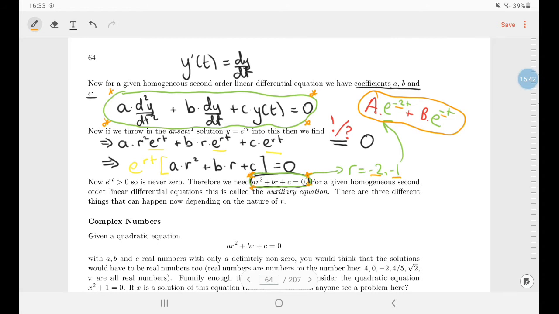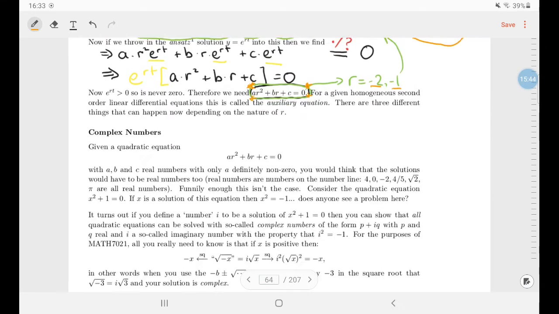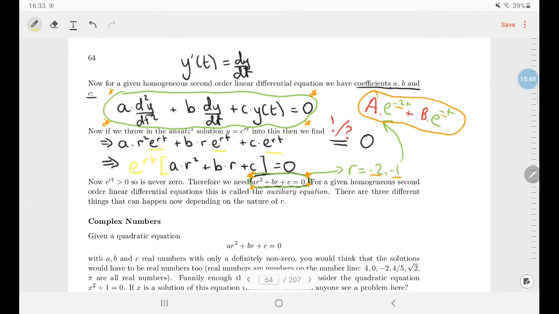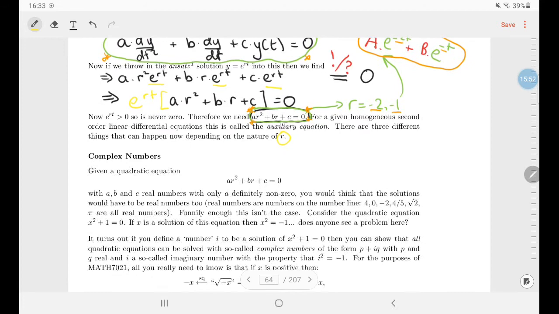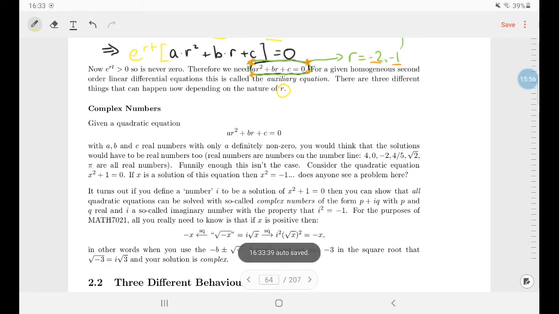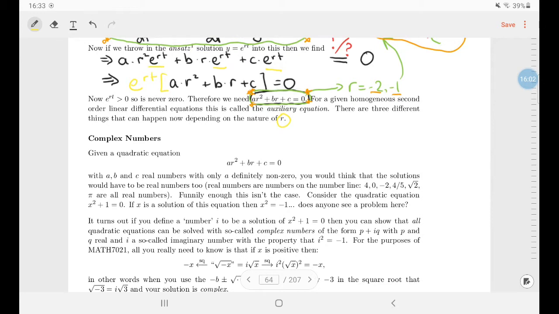Now there are 3 things that can happen, which depend on the nature of the roots, which we'll probably start talking about today. Now we need to talk about complex numbers, because complex numbers come in. Don't be too afraid, it's only going to be a tiny bit. There's going to be a fun bit on the next page.